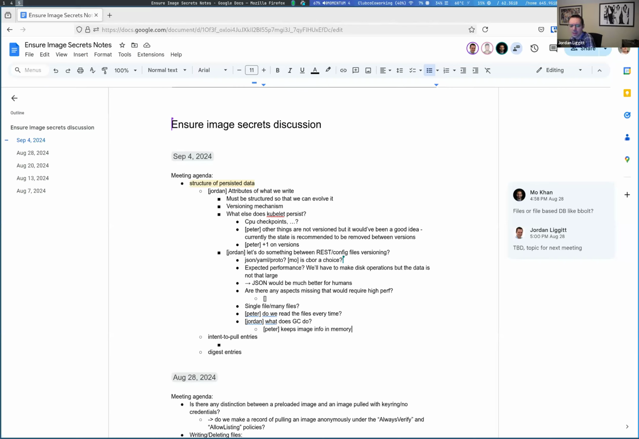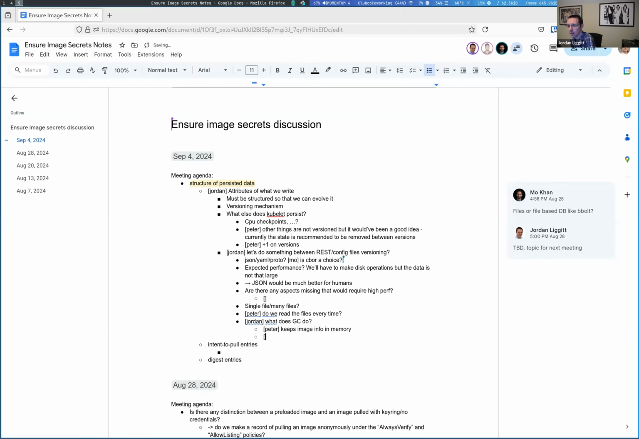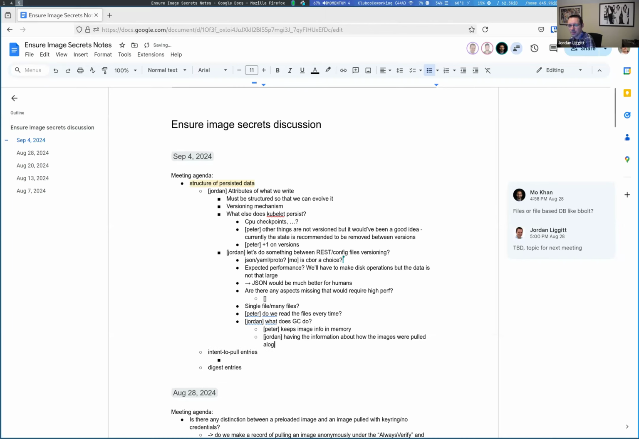If it's keeping a list, just the list of image names and maybe associated tags is probably not that big. Would it be reasonable to also keep the information about how they were pulled and which hashes or credential coordinates were valid for them? I'm trying to think if that's roughly a similar amount of in-memory data.